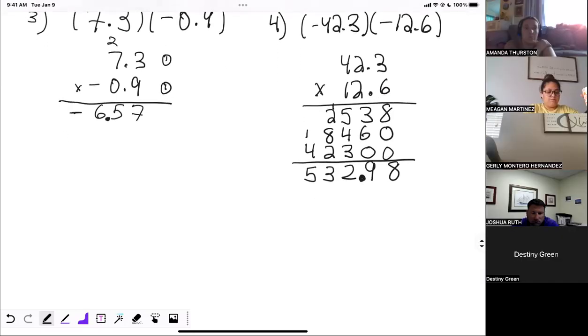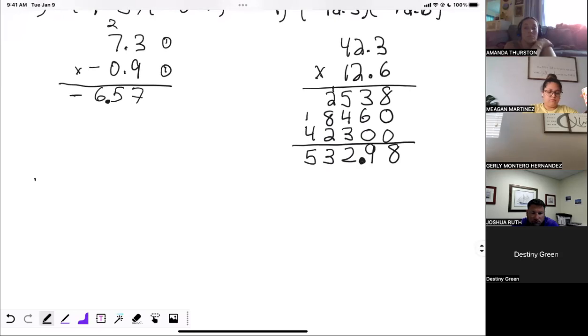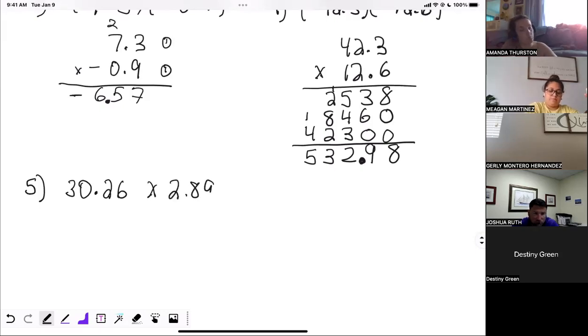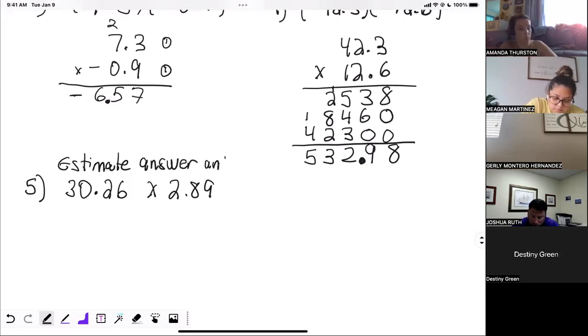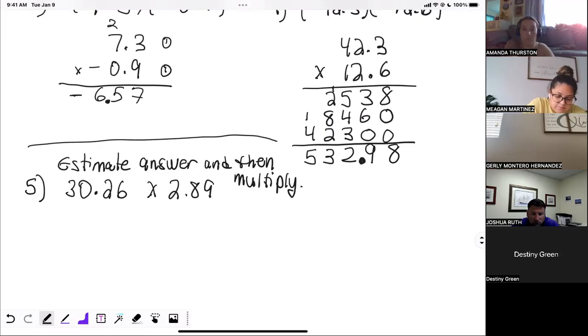Okay, let's look at one more, then I'll see if you have any questions. 5. 30.26 times 2.89. Now, the directions say, it's a different direction, estimate the answer, and then multiply. So you have one other thing you have to do first. You have to estimate it first. They don't tell you how to estimate it, but when you have decimals, I think we talked about this before, you sort of estimate it to the nearest whole number.